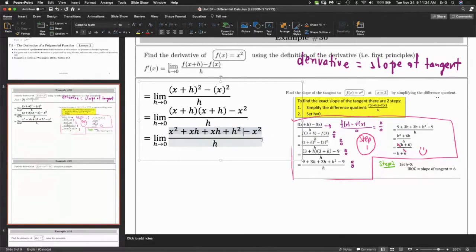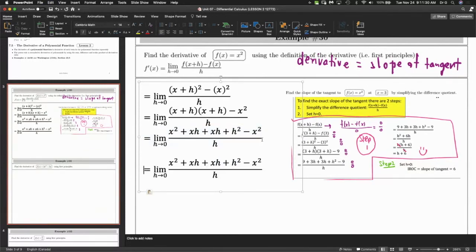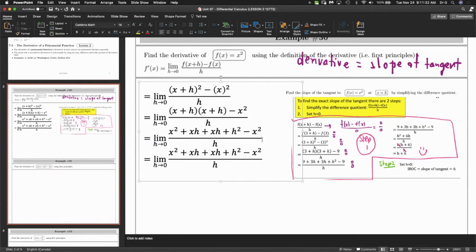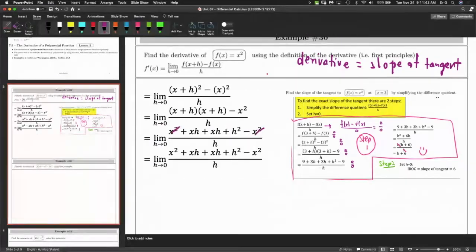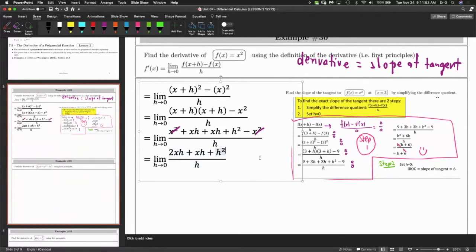And we're always looking for something to cancel. I noticed that the x squareds cancel. We can cross those right out. And that leaves us with 2xh plus h squared.